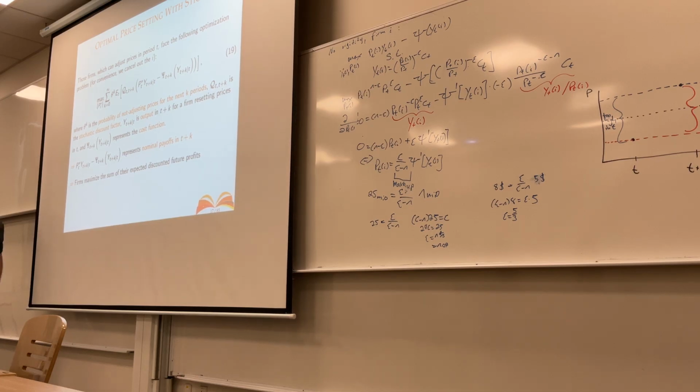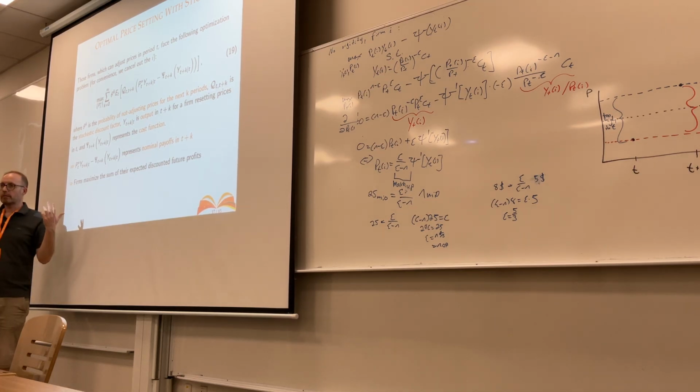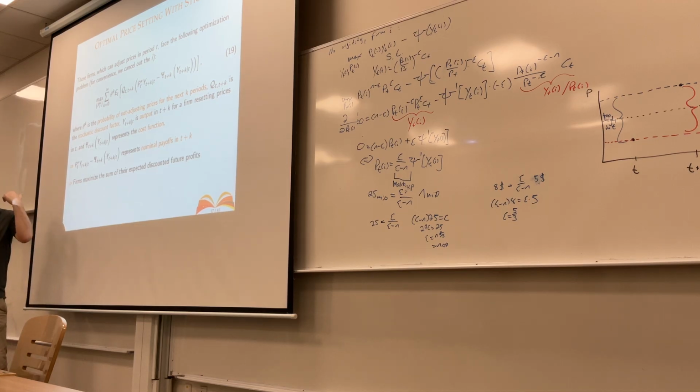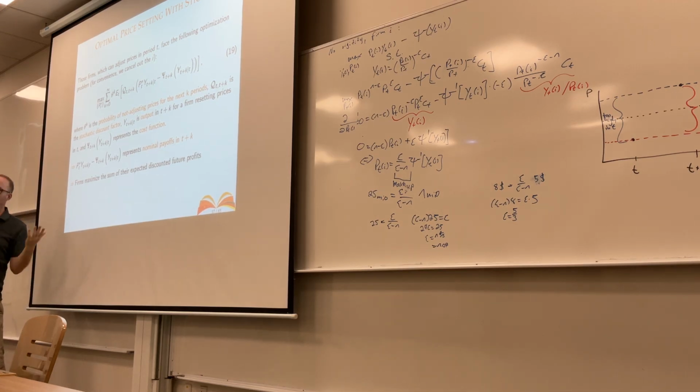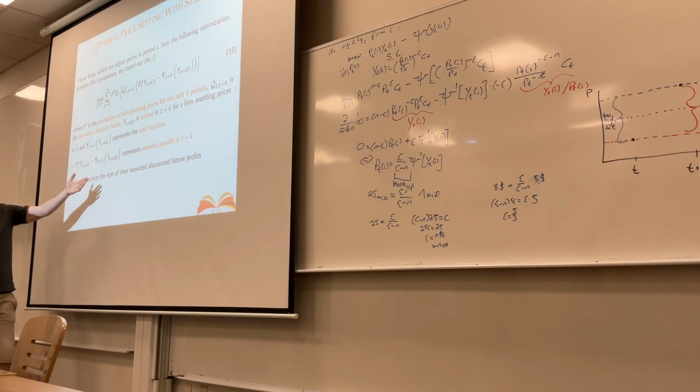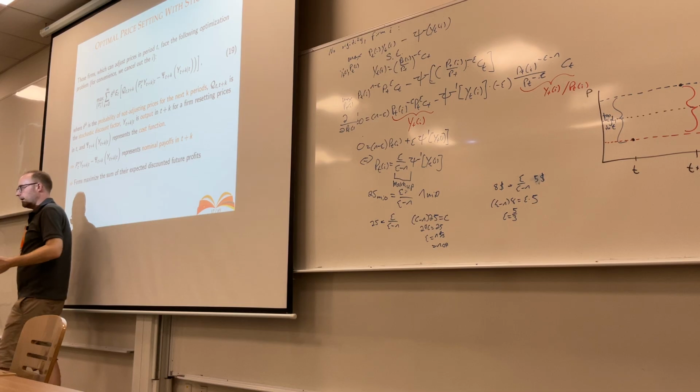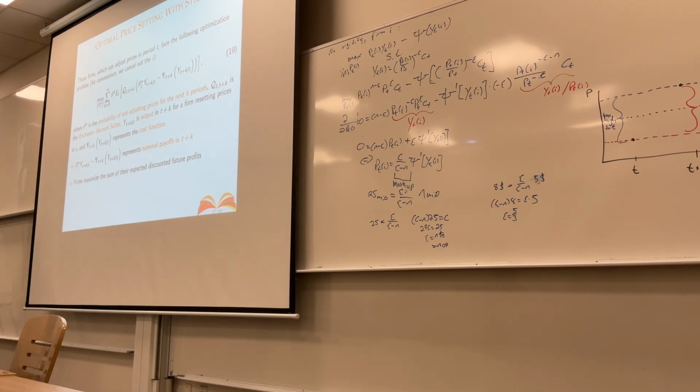Right, so from our households, we were maximizing the sum of expected discounted lifetime utility. Our firms are now maximizing the sum of expected discounted lifetime profits, of the price that they're choosing now.